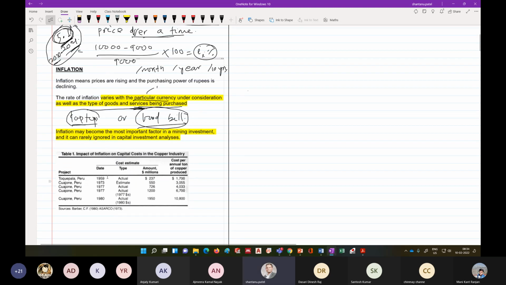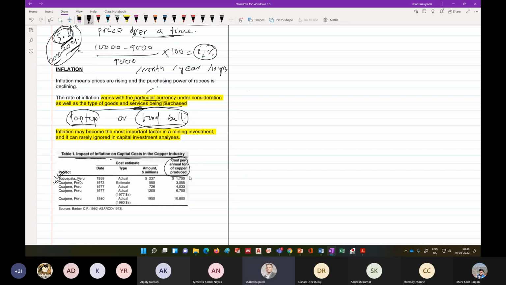This is a simple example that I got from a paper. It says the impact of inflation on capital cost in a copper industry. So this is a copper mine in Peru, and this mine and the second mine, Huajun, are nearby, but look at the cost for annual ton of copper produced.